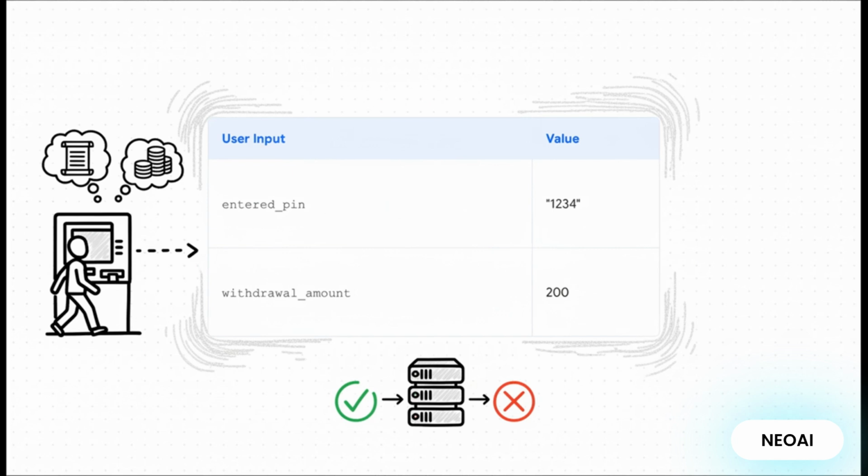All right, now you walk up to the machine. We need a place to store what you type in. So we create two more variables for your input: entered_PIN, which in this case is 1234, and withdrawal_amount, which is 200. Okay, the stage is set. The computer has everything it needs.